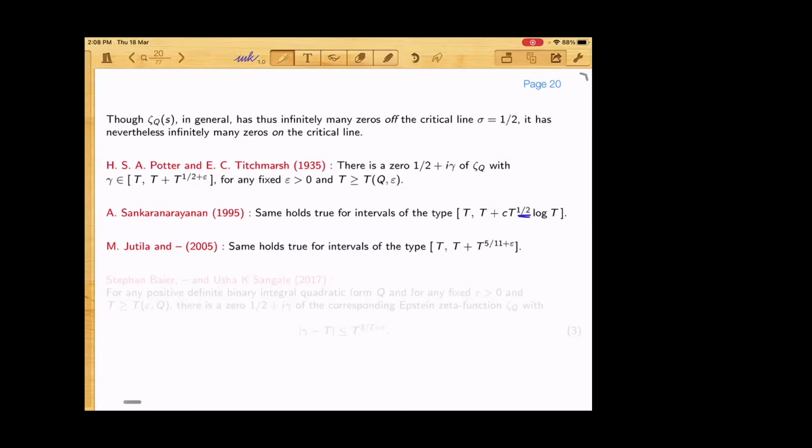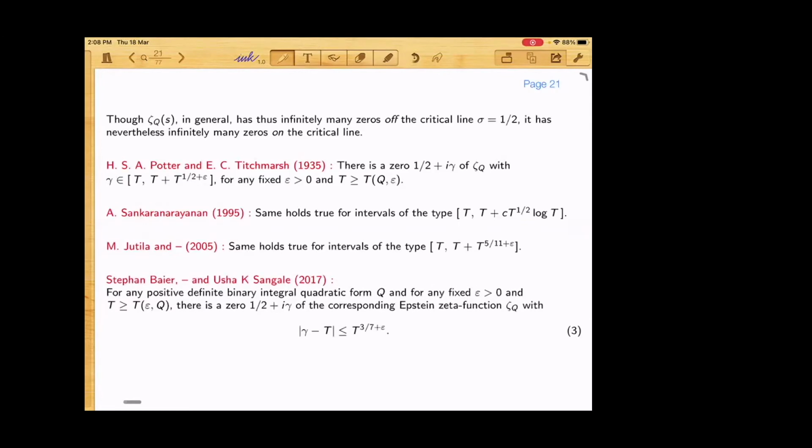Okay. And more recently, with Stephen Baer and Usha, we showed that, in fact, this 5/11 can be improved to 3/7. This is the recent result. This is for positive definite quadratic forms. And we are thinking about indefinite forms, but that seems to be very difficult. And in that case, still Shankar Narayan's result is the best one.